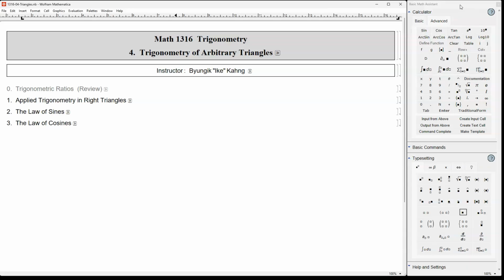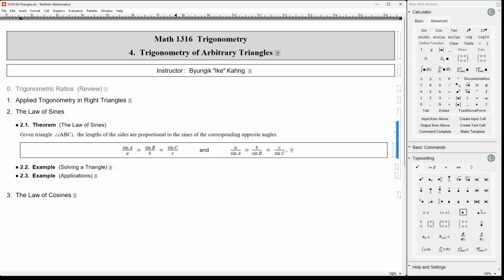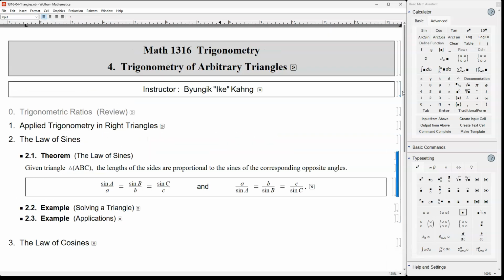Hello students, welcome back. As the final topic on lesson 4, we're going to prove the law of sines and the law of cosines. Time permitting, we'll prove the rule of cosines as well. First, the law of sines.